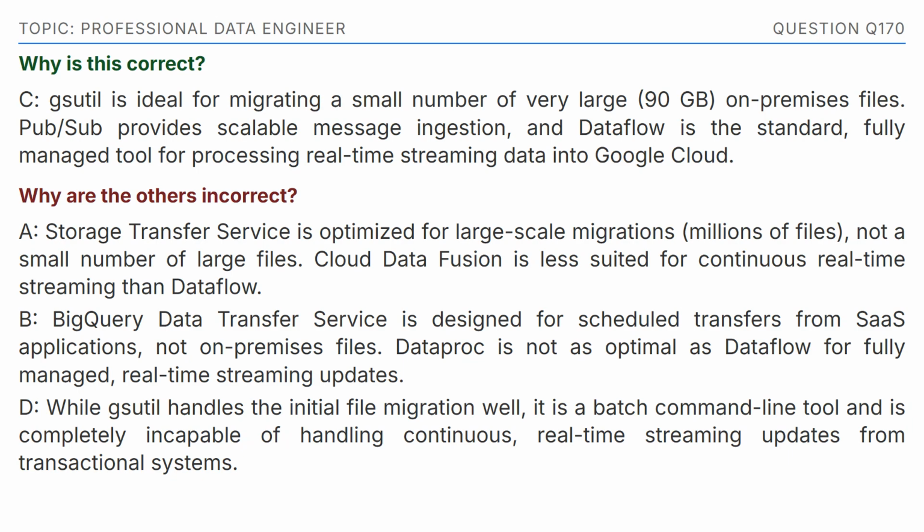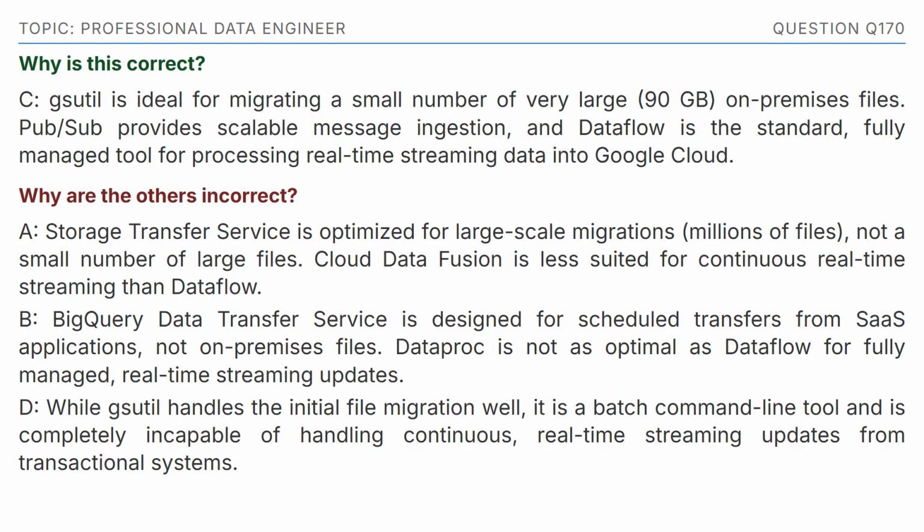SUDL is ideal for migrating a small number of very large, 90 gigabytes, on-premises files. Pub/sub provides scalable message ingestion, and Dataflow is the standard, fully managed tool for processing real-time streaming data into Google Cloud. Why are the others incorrect?